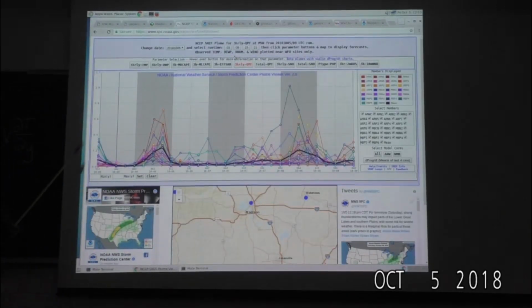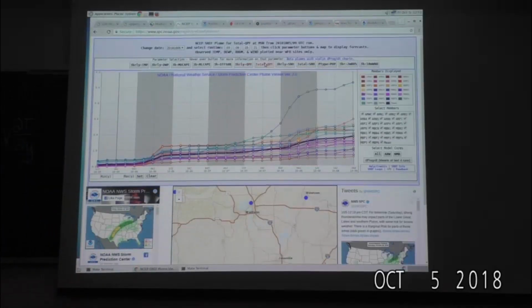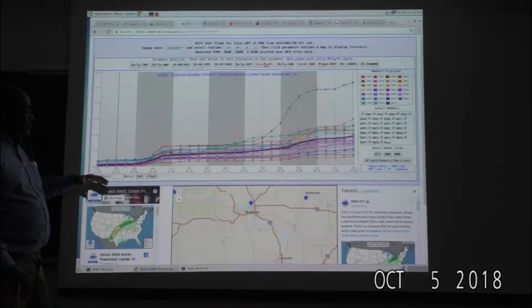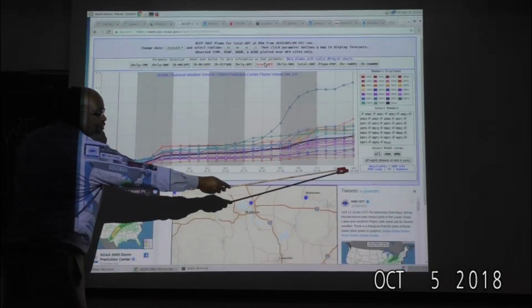When it says an inch, that's an inch in 3 hours? That is an inch. That's actually 3-hourly. That's an inch in 3 hours. It's a good point. So let's look at the total QPF. Thank you for pointing that out, Greg. That's an important distinction. So here's the total accumulated precipitation for all the forecast models from 12Z today all the way through 0Z on the 9th.